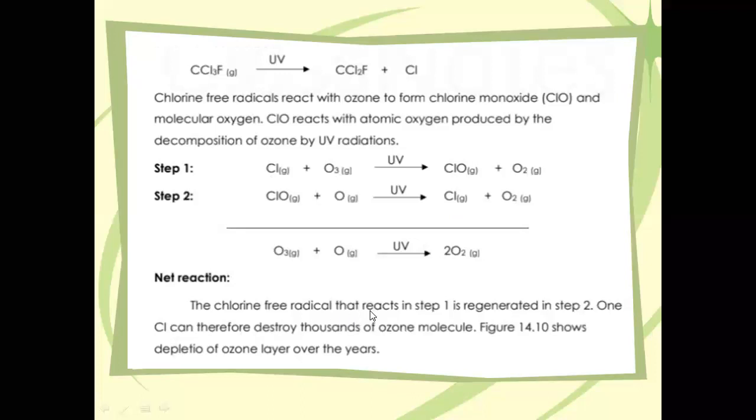So the chlorine free radical that reacts in step 1 is regenerated in step 2. In step 1 it is used, and it is regenerated in step 2. So one chlorine can therefore destroy thousands of ozone molecules, and this is how we can say that these chlorofluorocarbons are causing the ozone depletion or ozone hole.